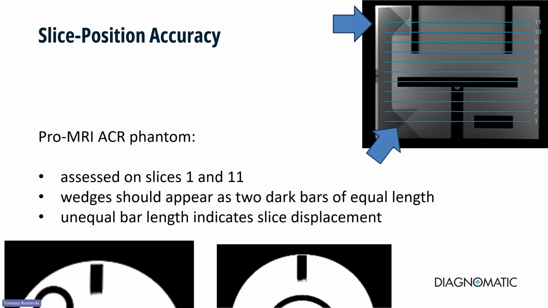Slice position accuracy. We measure the length of the wedges on slice 1 and 11. If one bar is longer than the other, the slice is displaced superiorly or inferiorly. The bar length difference is measured and used to estimate the slice position error. So this is the first slice, and the one we set up at the beginning, and then we check the differences on the 11th slice.